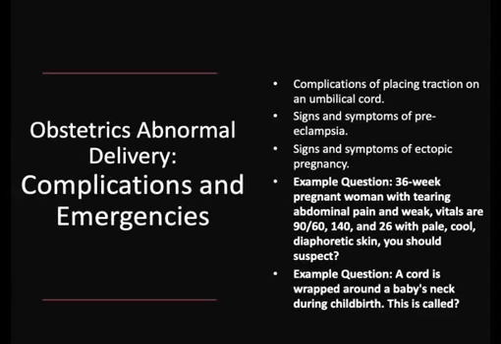Okay, so let's talk about some obstetrics, some abnormal delivery problems, and realize that if you are yanking on the umbilical cord, you can cause abruptio placenta. You could cause the placenta to separate from the uterus and bleeding to occur. Also, when we're talking about eclampsia, preeclampsia, understand that preeclampsia is that high blood pressure with swelling, visual disturbances. And then once the seizure starts, that is eclampsia.